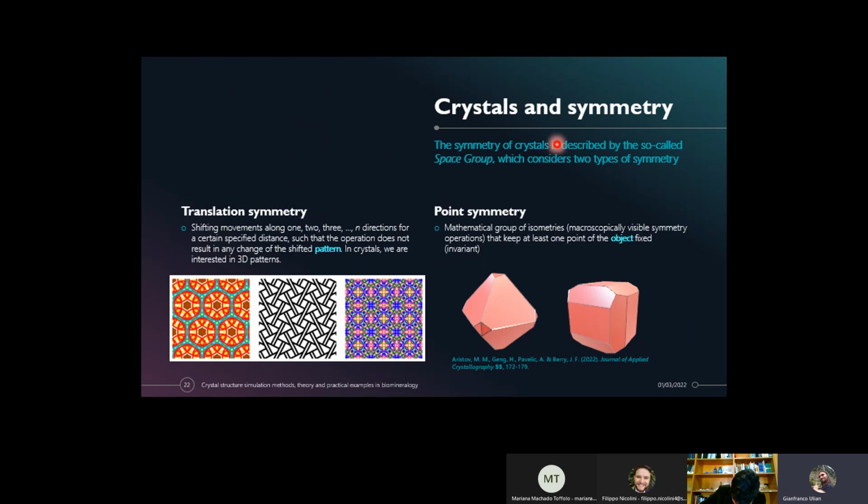And then we have point symmetry. Point symmetry is the mathematical group of isometries that keep at least one point of the object fixed. If I take, again, my cell phone, rectangular, I put the rotation axis in the middle of this object. It rotates. Every point changes, except the point where the axis of rotation crosses my object. This is the mathematical definition.